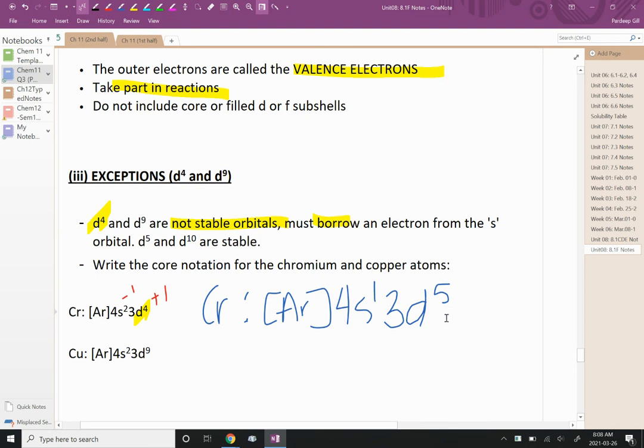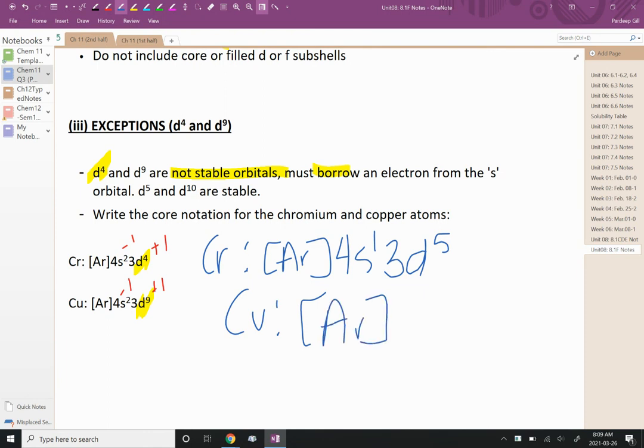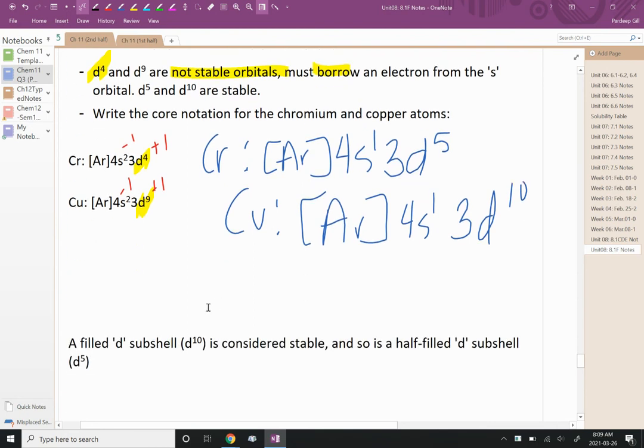Okay, so we have to try to get a d5 if we can, and this rule only works for d4 and d9. That's what the chemists have found. So here, if we want to, we've got a d9. You have to recognize you've got a d9, so you don't want to write that as your configuration. Remember to borrow -1 +1. So what you're left with for copper is argon 4s1 3d10. And this applies to all the d4s and all the d9s.